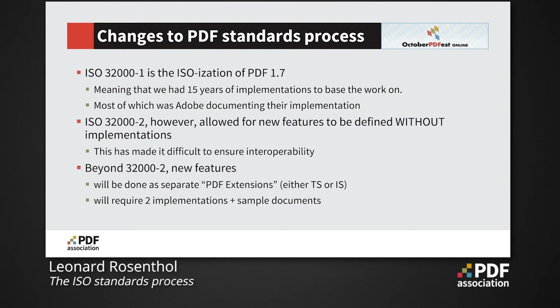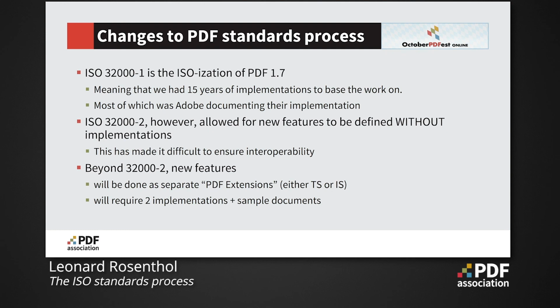The first is that additions to or changes to ISO 32000 Part 2 will now be done as what we call a PDF extension document. That means we will not be touching 32000 Part 2 itself, at least for the foreseeable future. So don't go looking for a Part 3 or anything else anytime soon. Instead, what you'll be looking for are these PDF extension documents. And these will either be TSs or ISs. Right now, all of them happen to be TSs.